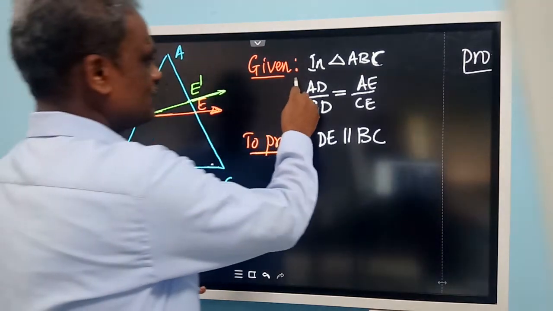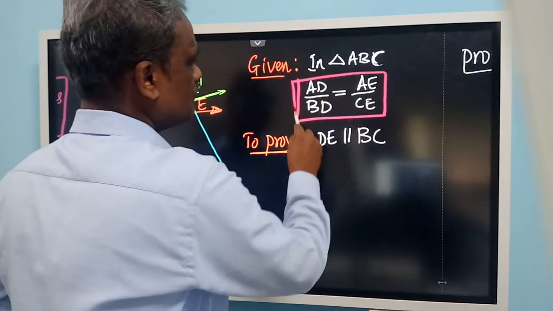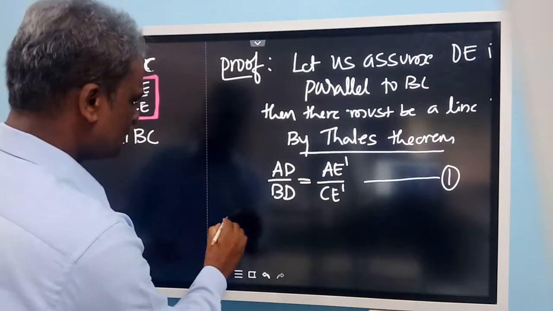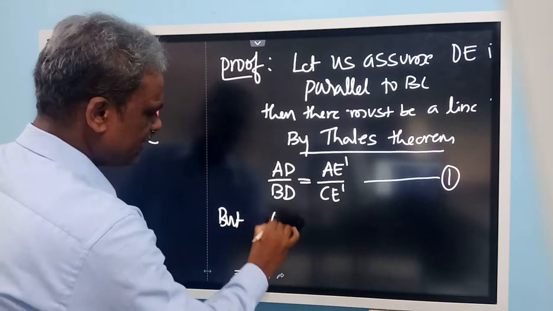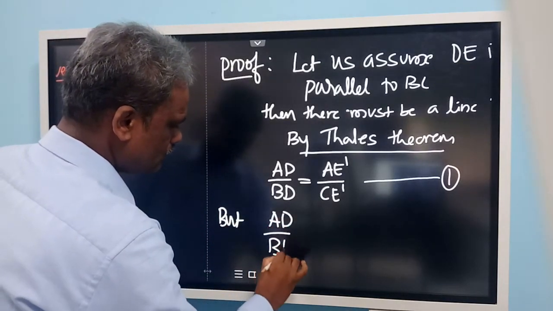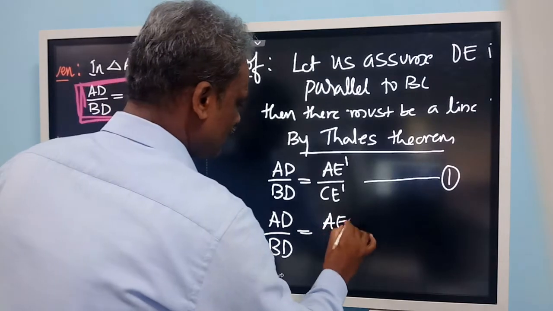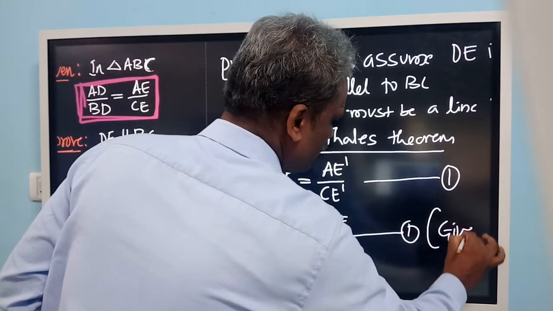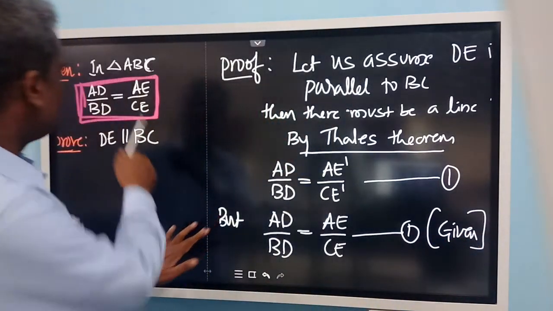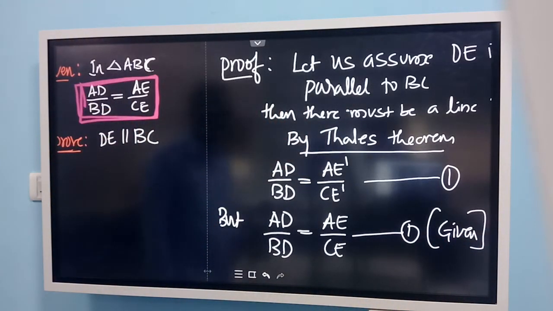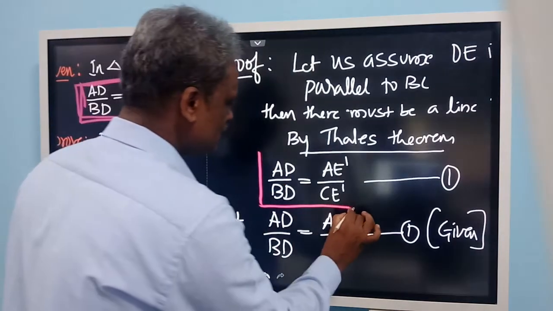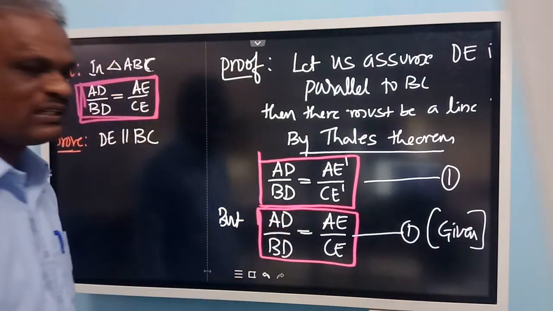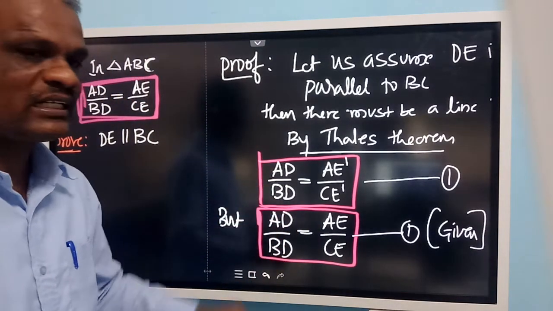But what we are having here, look at this. What is that? AD by BD is equal to what? You can write AD by BD is equal to AE by CE. It is given in the data. Look at the given data. AD by BD is equal to AE by CE. These two equations, you see, one and the second one. Observe the left hand sides. Both the left hand sides are equal.